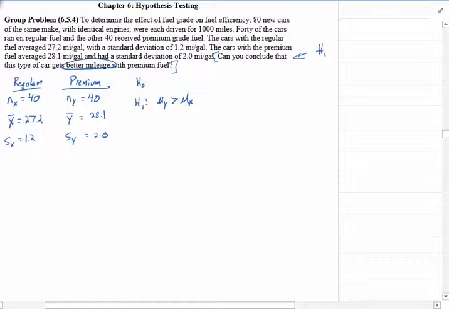That's the question we're wondering, right? So mu of y is less than or equal to mu of x there. And then I would rewrite these: mu of y minus mu of x is less than or equal to 0. And mu of y minus mu of x is greater than 0. At least the first few times, I think it's helpful just to go through those extra steps.